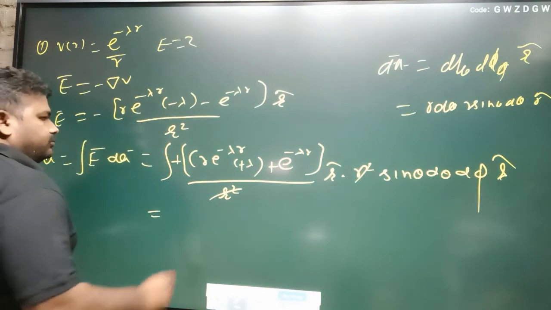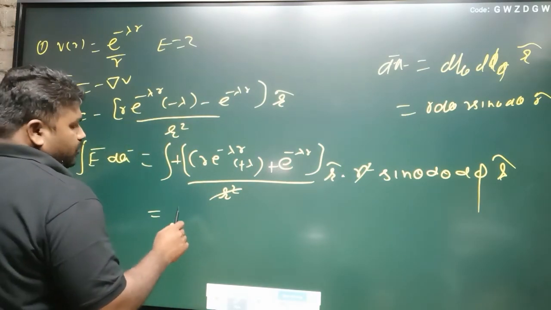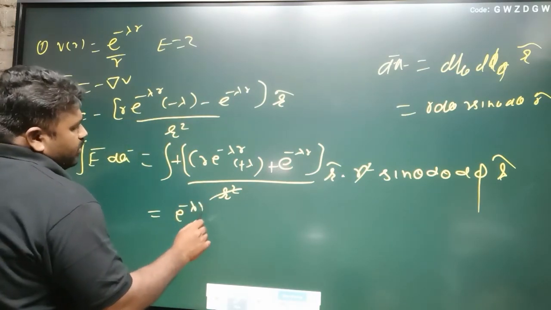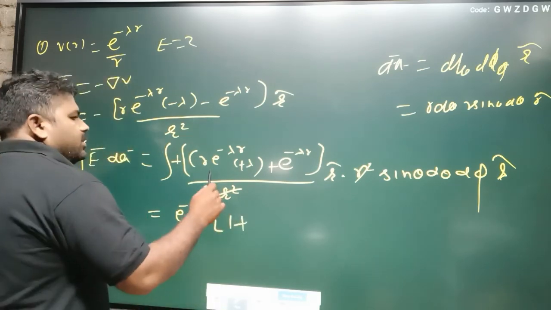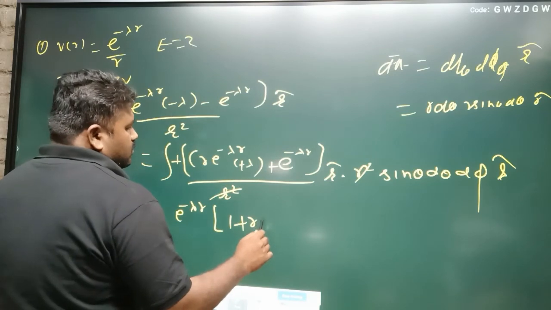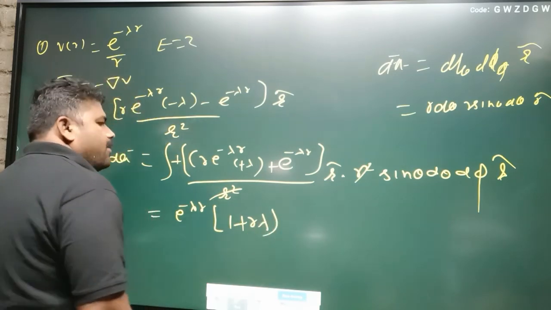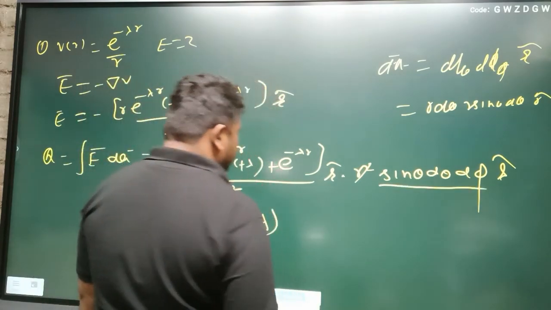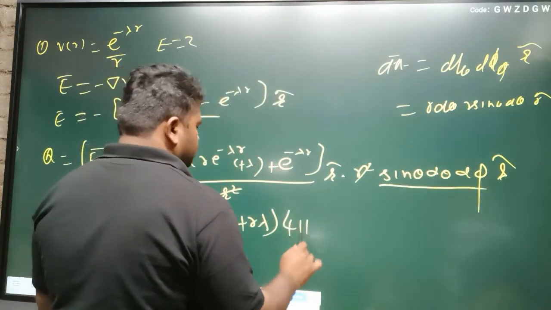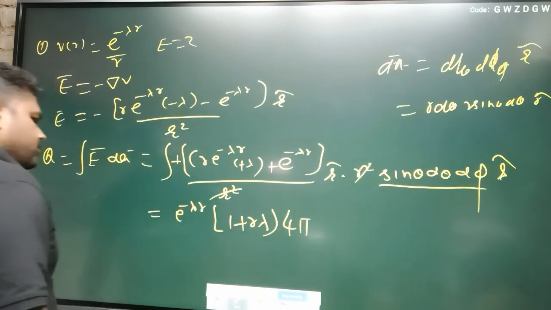Here we can take e to the power minus lambda r common out. sin theta d theta d phi, 1 plus r lambda, 4 pi. Okay, this is integration.